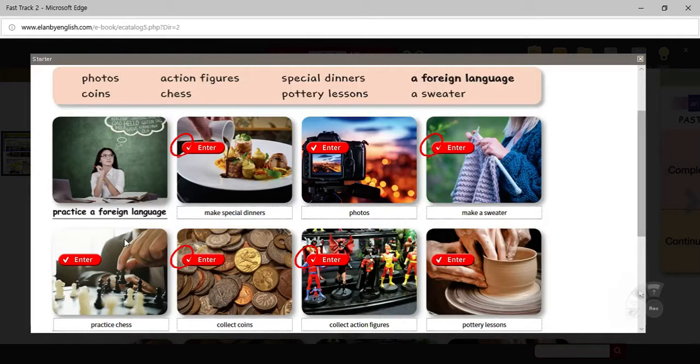Okay. Let's see if I got the other ones right. If practice chess is wrong, then this should also, and the other two should be wrong. I thought take lessons. Okay, so you might take English lessons. You might take golf lessons. This person is taking pottery lessons.